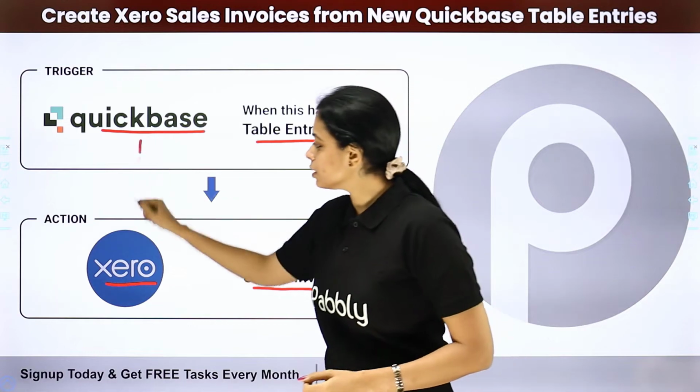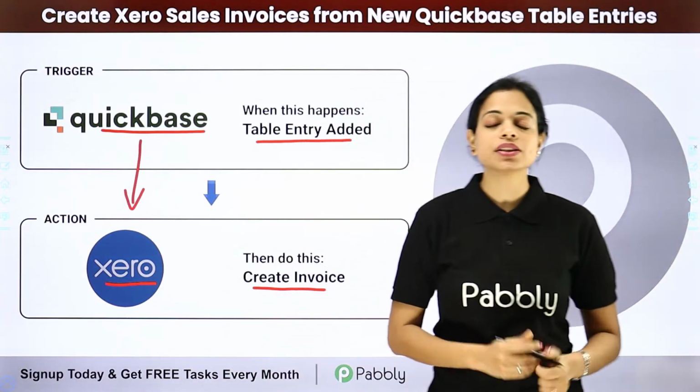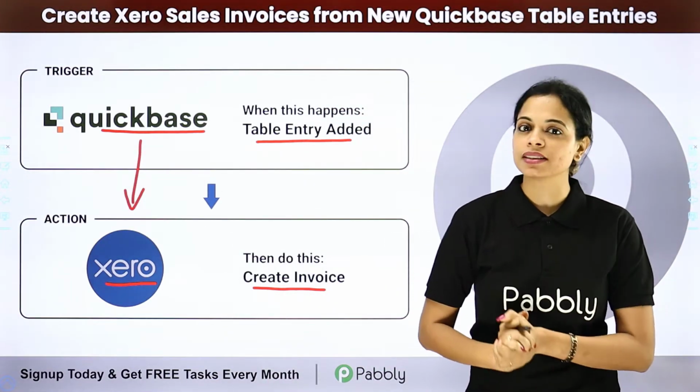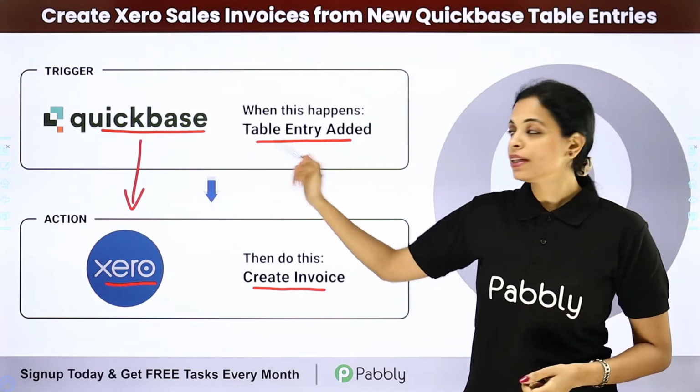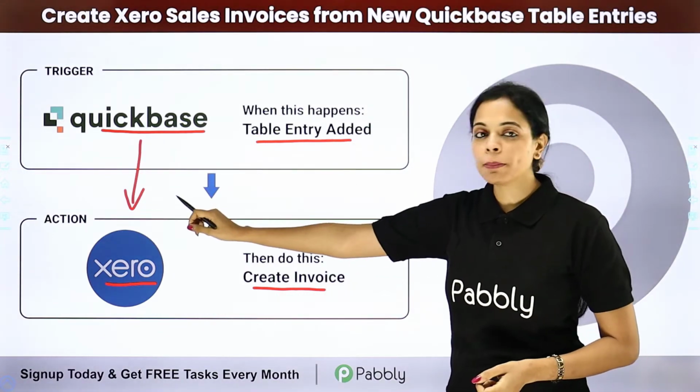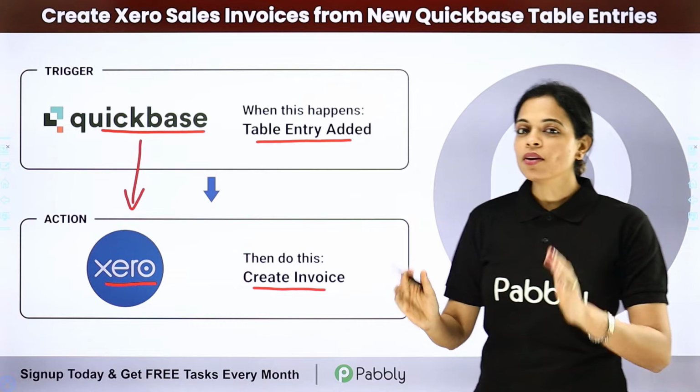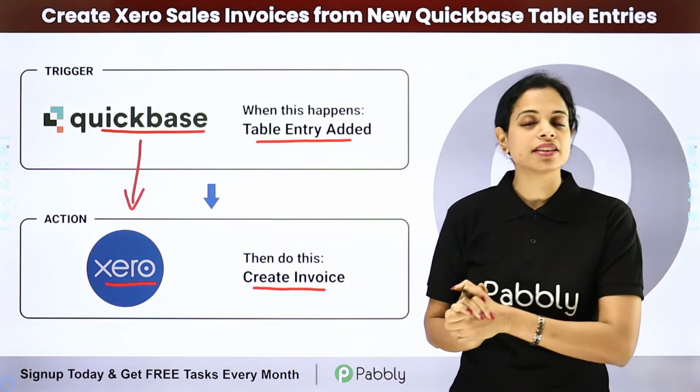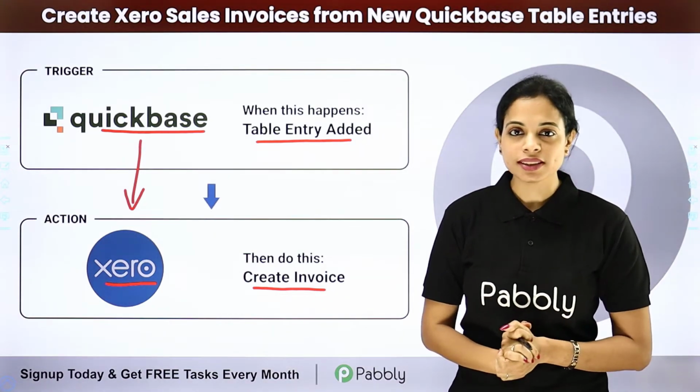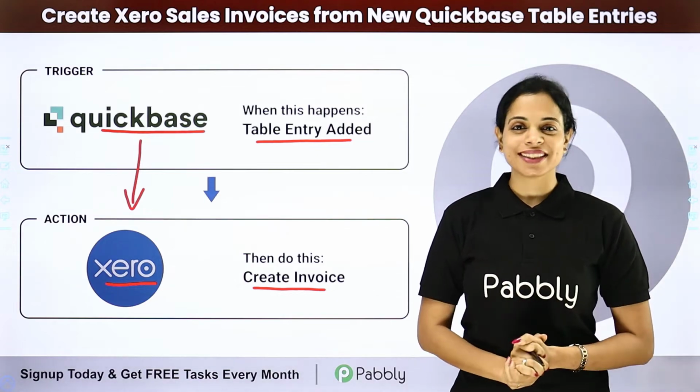For this, you will have to set up some integration between the two applications, and the same thing can be done using Pabbly Connect software. Here your trigger application would be QuickBase and your action application would be Xero. Now how can you do this yourself? Integrate and automate this entire process. To understand that, let me take you to my screen.